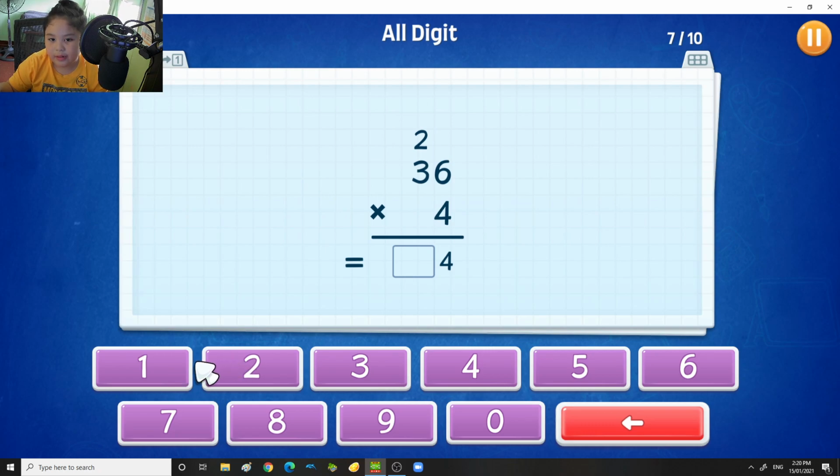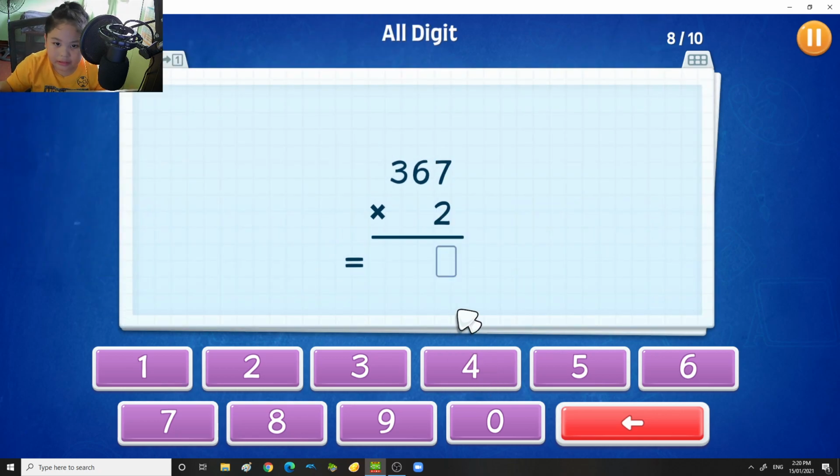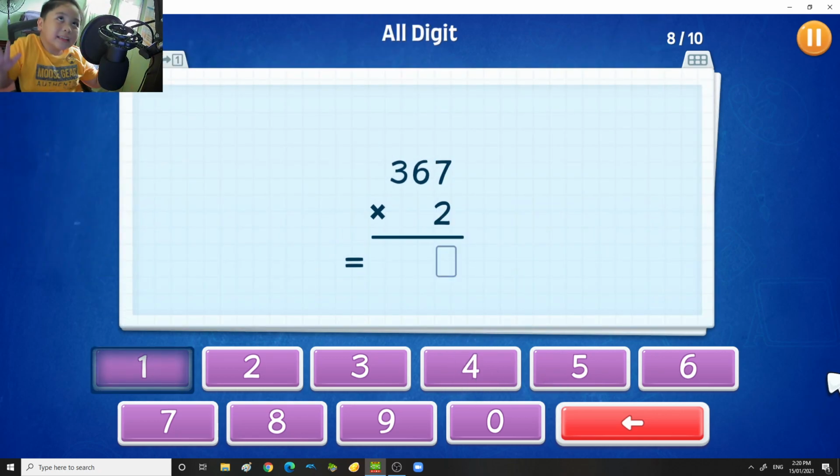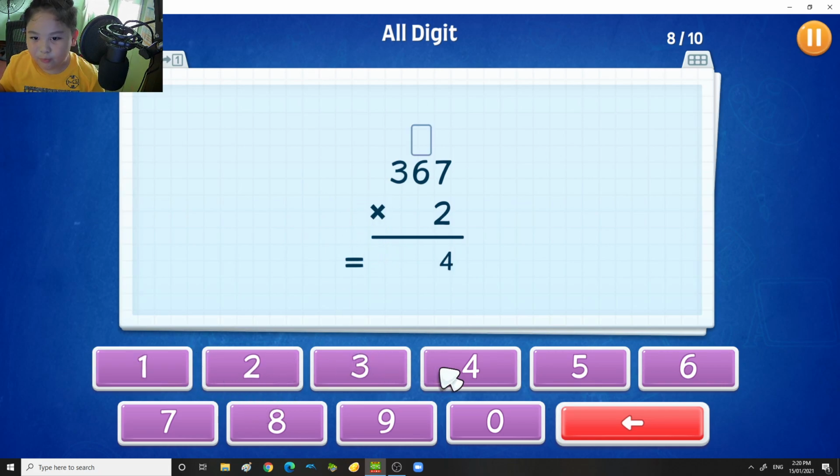Okay, 3 times 4 equals 12 plus 2, 14. Okay. That's again, we go. Okay. 7 times 2, 14. Easy, easy.